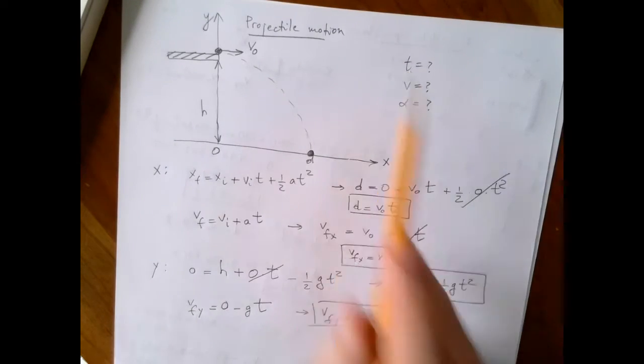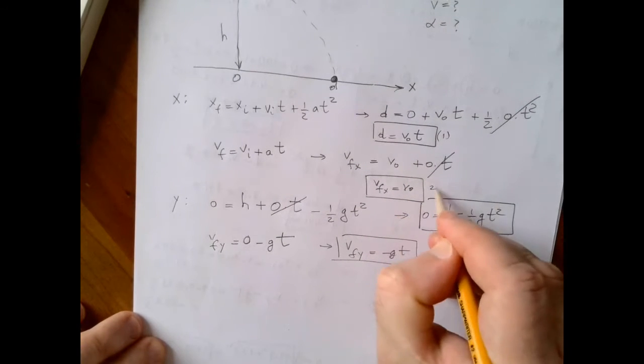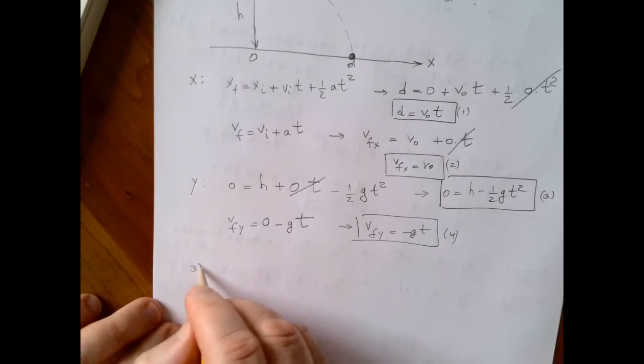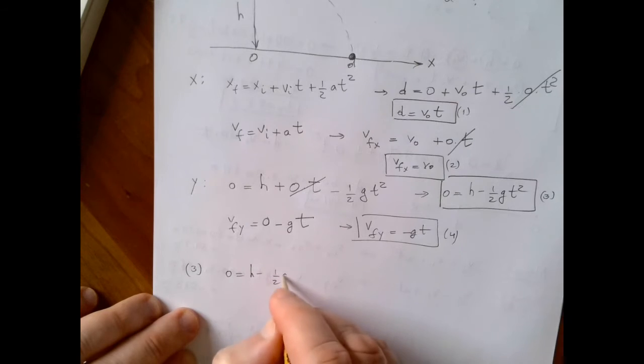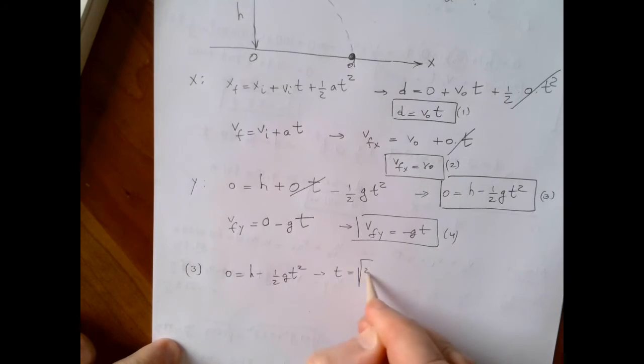So in this case, if we want to find the time, it looks like we should go back to equation 3. So from equation 3, 0 is h minus 1/2 gt squared, or t is square root of 2h over g.